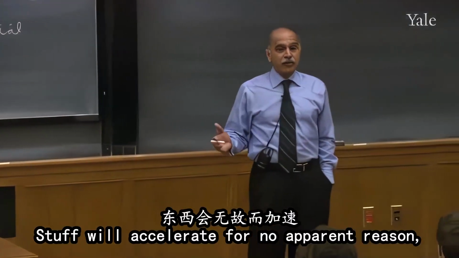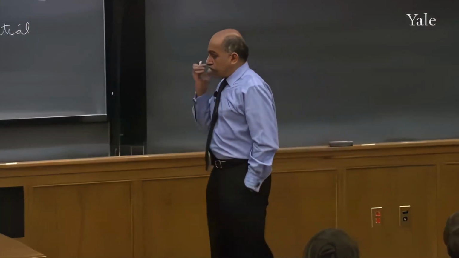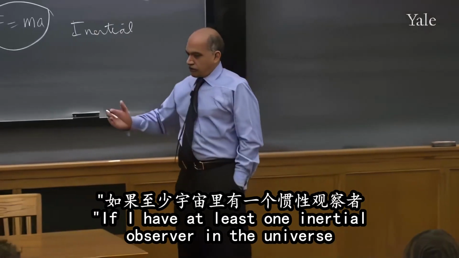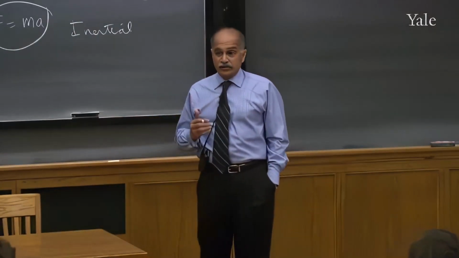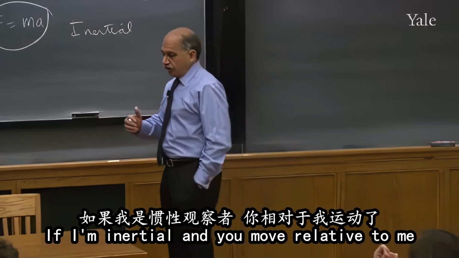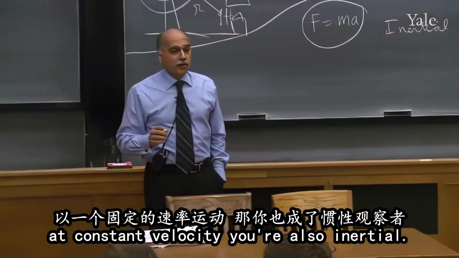Stuff will accelerate for no apparent reason. So not everybody is inertial. So you can ask, if I have at least one inertial observer in the universe, does it imply others? And the answer is yes. If I'm inertial and you move relative to me at constant velocity, you are also inertial.